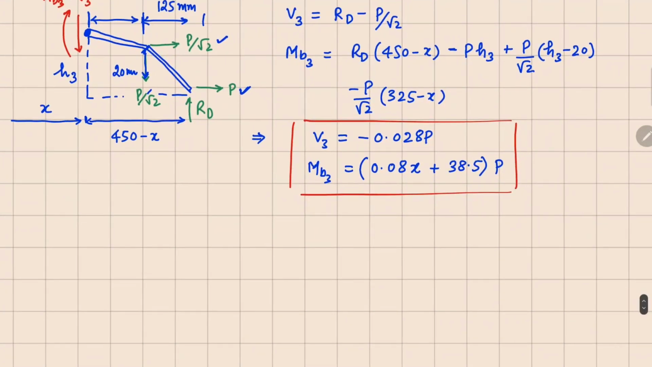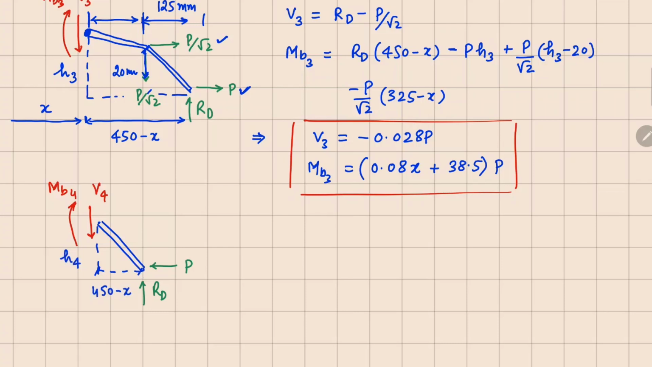Now similarly we can draw your section 4. Section 4 will have only the last segment there. In terms of forces, we have RD here, a force P here, your unknown V4 and MB4. In terms of distances, since your cut is at X, this distance from here to here is 450 minus X, and this height here is H4.